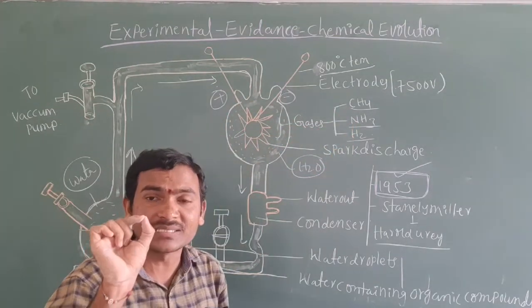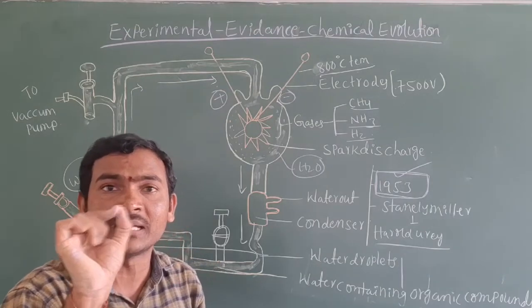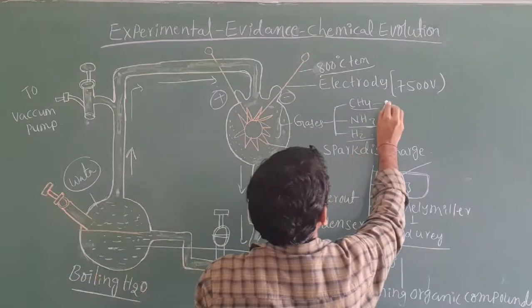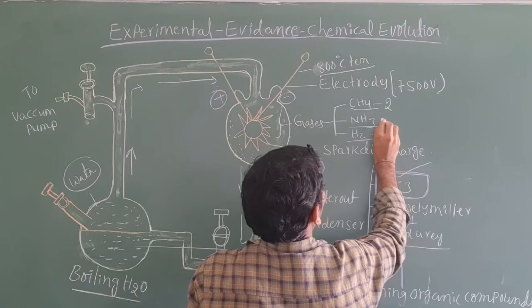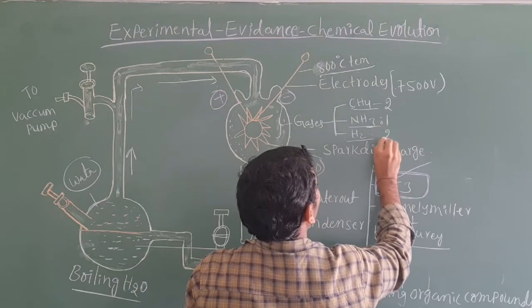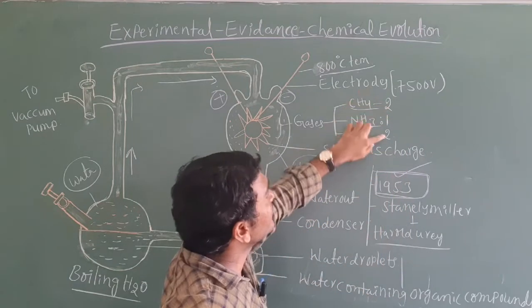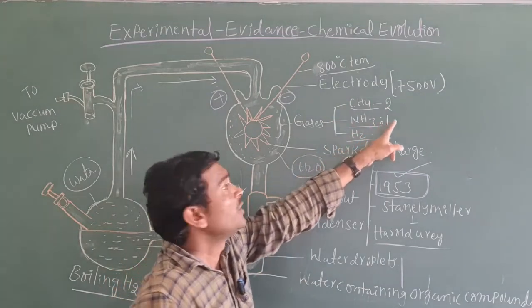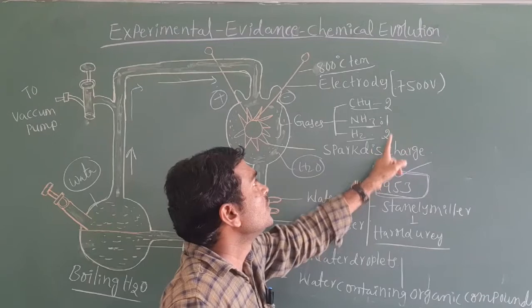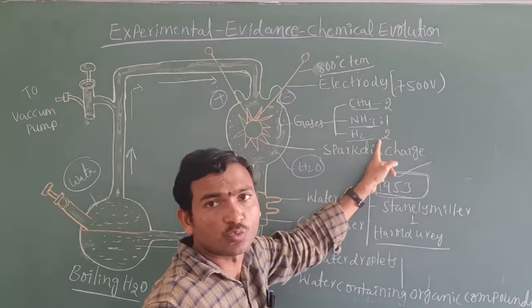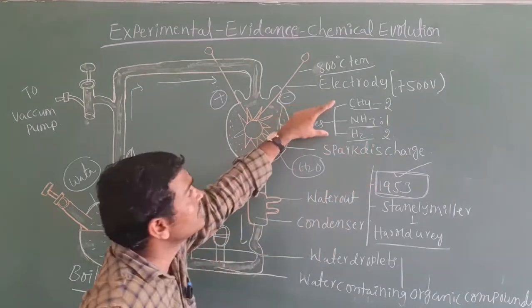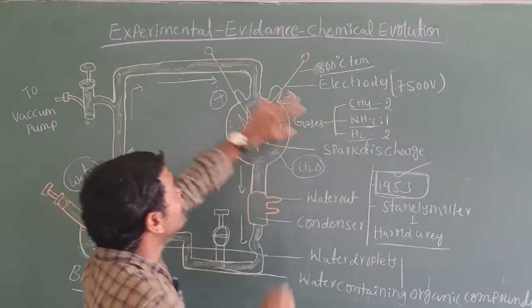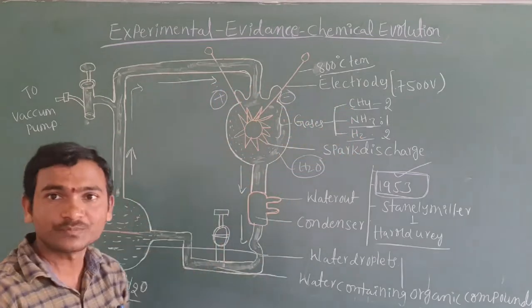The ratio of these gases is very important for the entrance examination. What is it? 2:1:2. Ammonia starts with the letter A, so the alphabet position is 1. So 2:1:2. This is the ratio of the methane, ammonia, and hydrogen gases in the spark discharge.